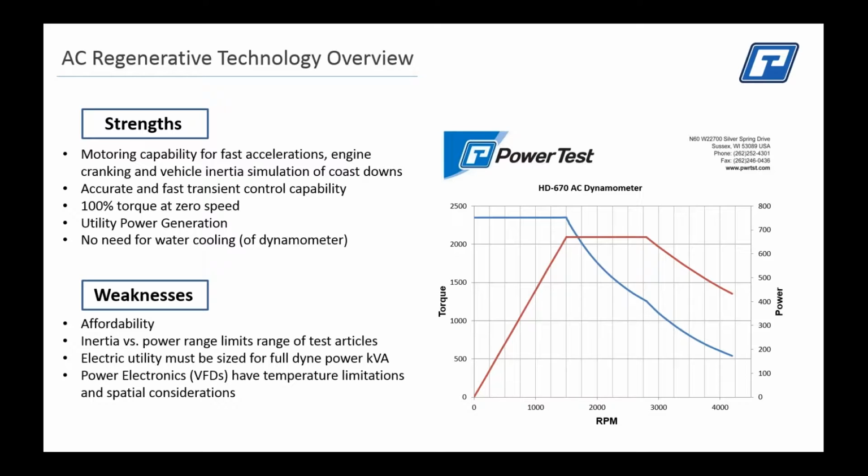Several weaknesses. The obvious one is the affordability, because ultimately you have a large AC induction motor that also needs the appropriate power electronics. So the cost of AC dynamometers is sometimes more than 3 or 4 times, if not more, than what a water brake dynamometer would cost. So depending on the benefits that you get from the more efficient cooling and the 4-quadrant torque capabilities, sometimes it can't be justified.